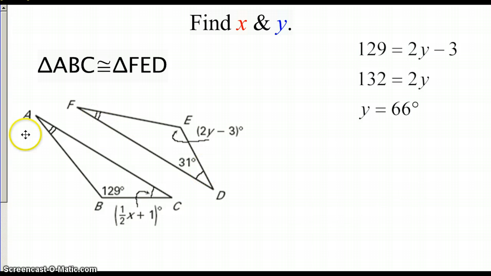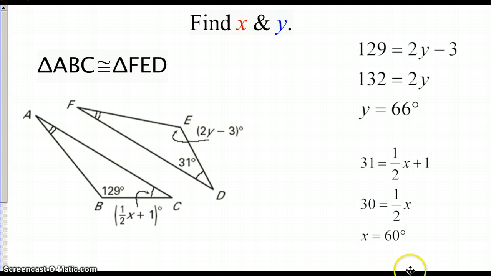I now know that F and A are the same, so now I know that D here and C here are the same. Again, if you just look at the letters, it will hint to you what's congruent. So I take here 31 equals 1/2 x plus 1. Subtract 1. 30 equals 1/2 x. To get rid of a fraction, I multiply by the reciprocal.